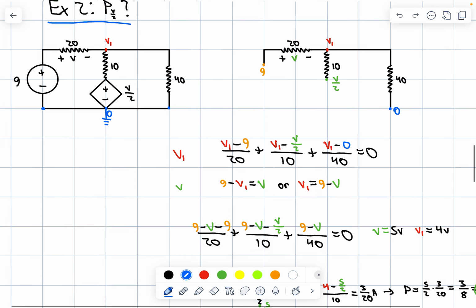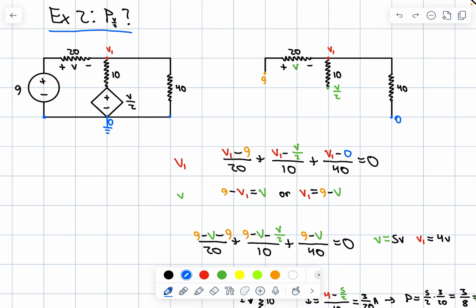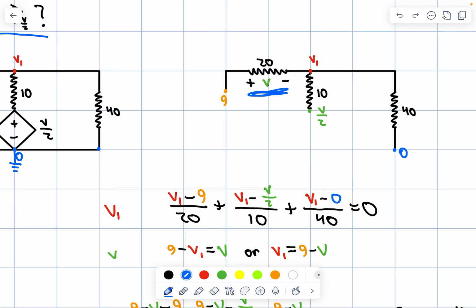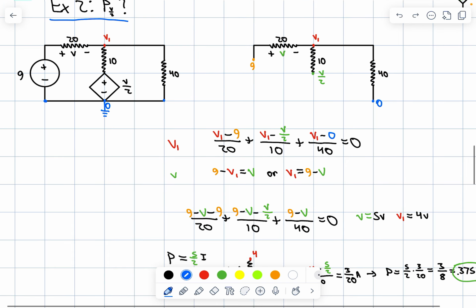All right, and then I now have V1 and V somehow directly related. I need to find V/2 though. Well, is there some other way I can directly relate them? Because if I can get 2 unique relations between 2 unknown variables, they are solved, right? That will always be the case. So here I notice that V right here is just the voltage difference from this 9-volt minus this V1, right? It's just a voltage difference from 2 nodes.